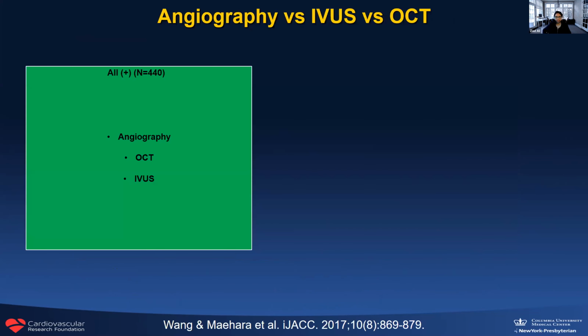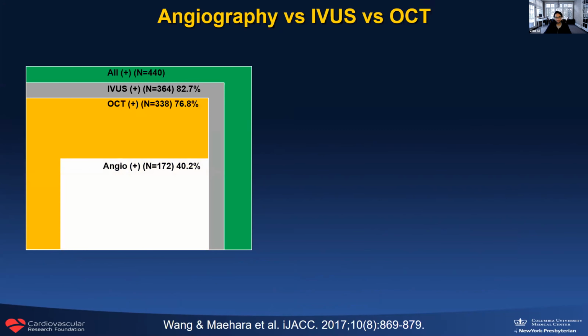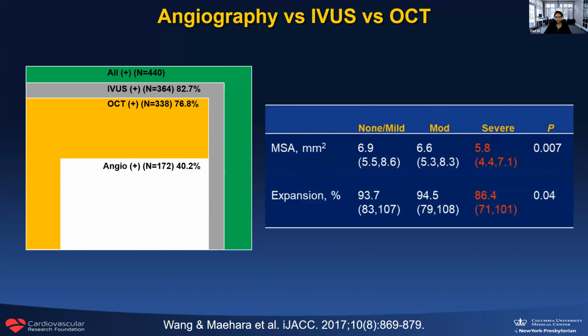Now, this is a very elegant study. In 440 patients, all patients underwent angiography, OCT, and IVUS. So let's see what we learned in these 440 patients. Well, we learned that IVUS was able to pick up calcium in 440 vessels 82.7% of the time. When we looked at OCT, we could pick up some calcium 77% of the time. But out of all the patients on angiography, we only saw calcium 40% of the time.